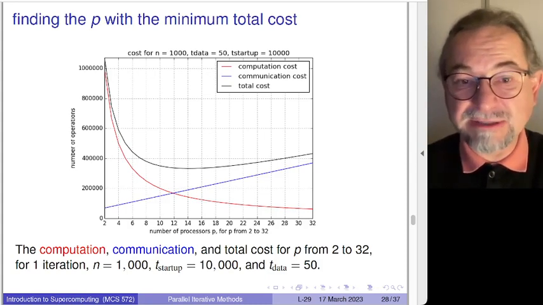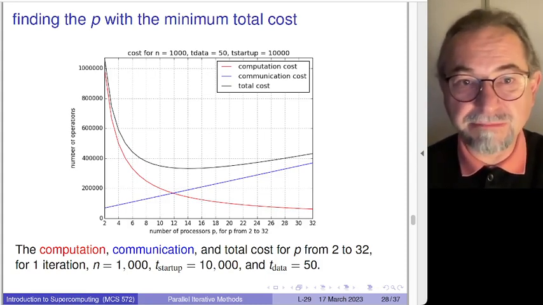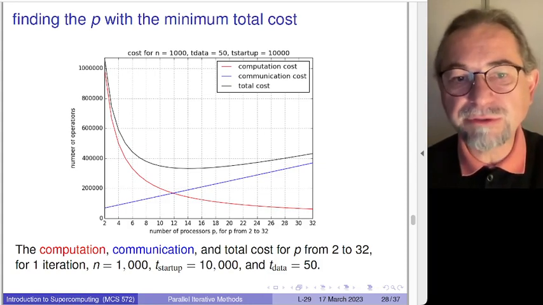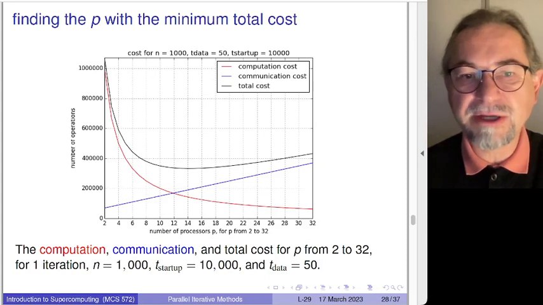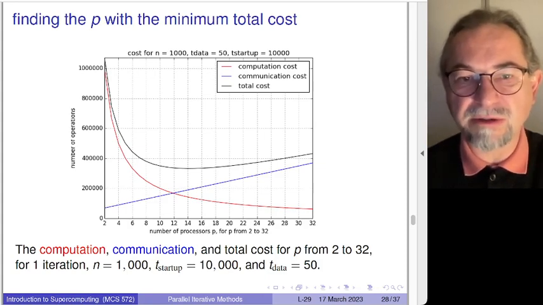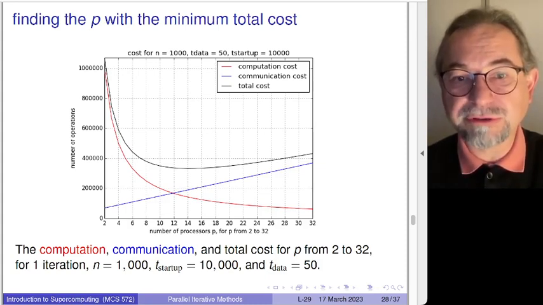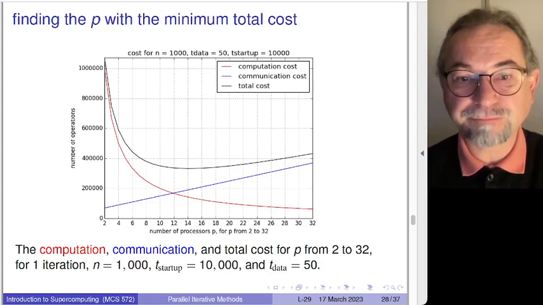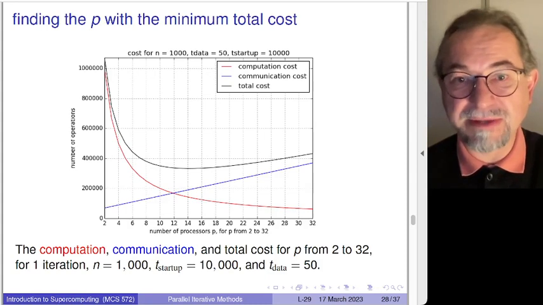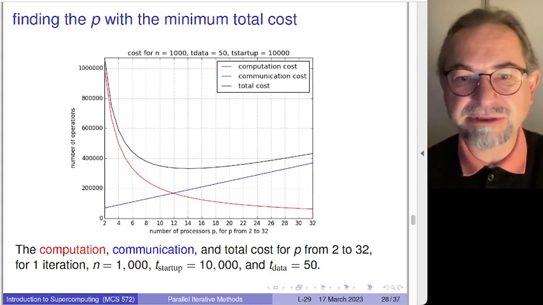For the analysis that is done here for these fictitious numbers, the dimension, the t data, the t startup, we do have that the sweet spot is around 12, 13, 14 processors. So for that you have the minimal cost. After that, the overhead is going to dominate again. And then it certainly is not recommendable to use more processors.